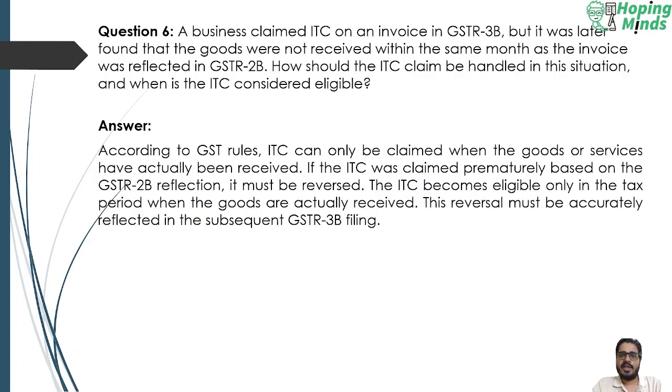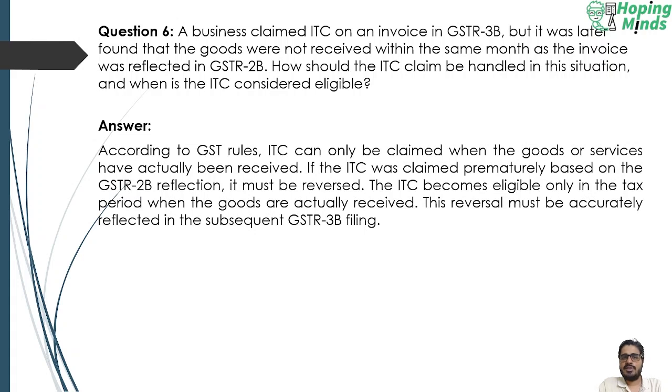Next, a business claimed input tax credit on an invoice in GSTR 3B, but it was later found that the goods were not received within the same month as the invoice was reflected in GSTR 2B. How should the input tax credit claim be handled in this situation, and when is the ITC considered eligible?